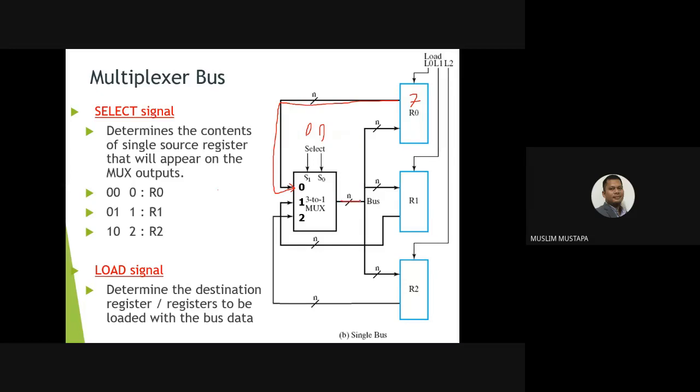The bus will go into whichever register has the high load signal. So the data will be available on this line here, on the bus, but it will only go inside the register whose load signal is activated. For example, if you want to transfer from R0 to R1, you have to send a high signal here, 1 sent to R1, then 7 will go into here.